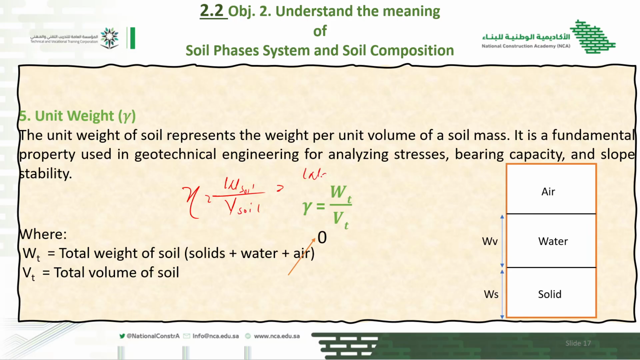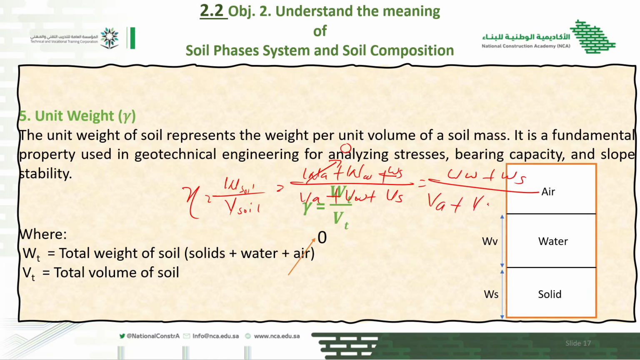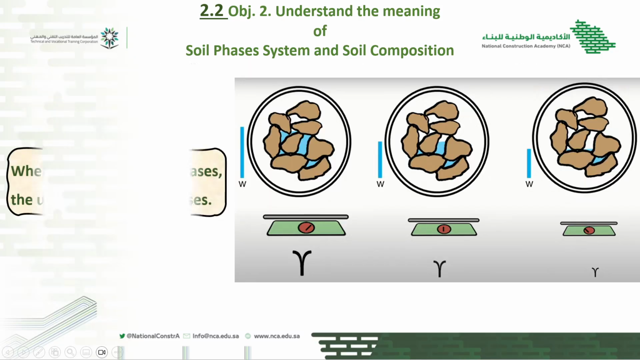So what is the weight? Weight may be weight of air plus weight of water plus weight of solid, divided by volume of air plus volume of water plus volume of solid. As we know, air has no weight, so it is 0. So it becomes Ww plus Ws, divided by volume of air, volume of water plus volume of solid. So this is unit weight, which we already discussed in the previous one.